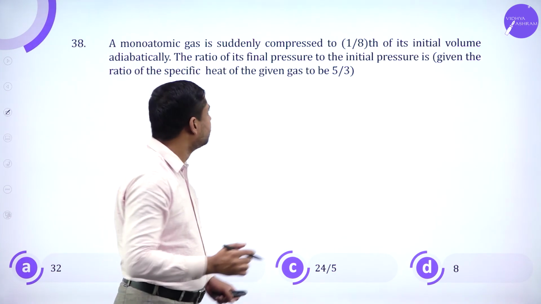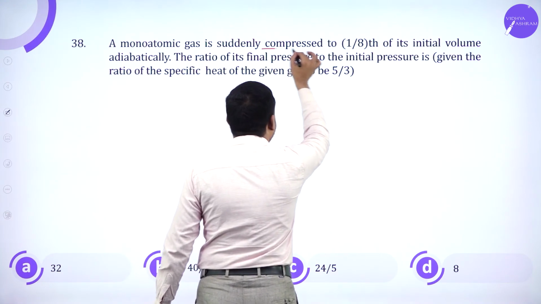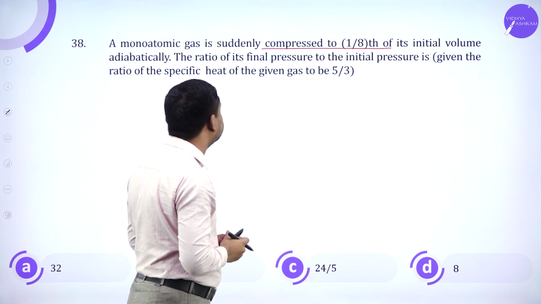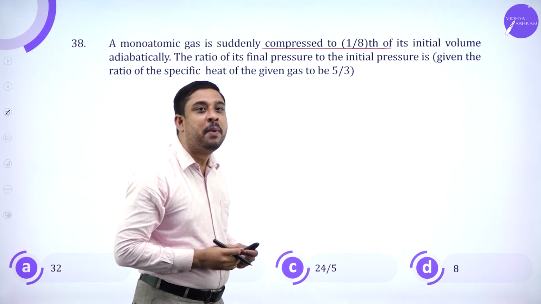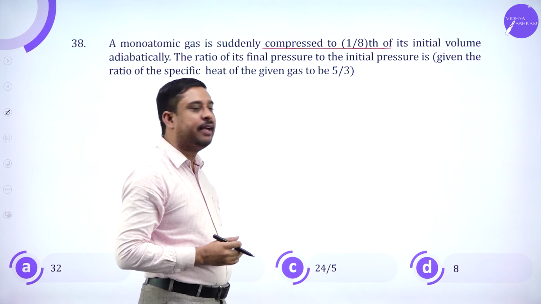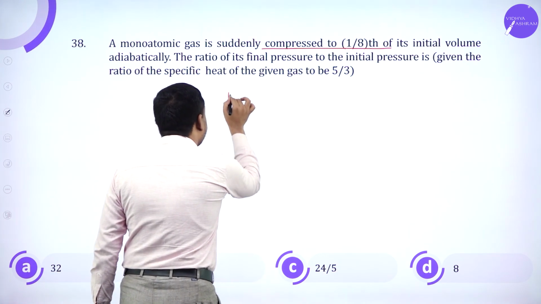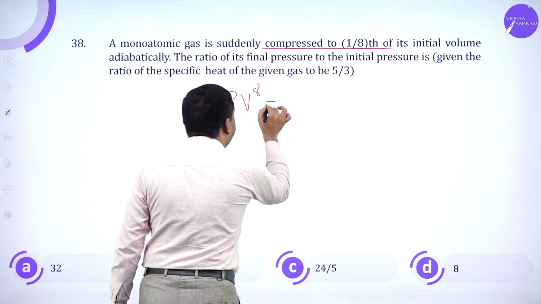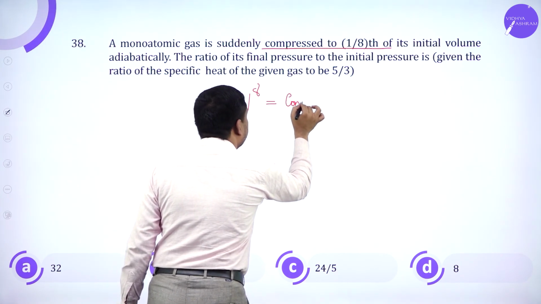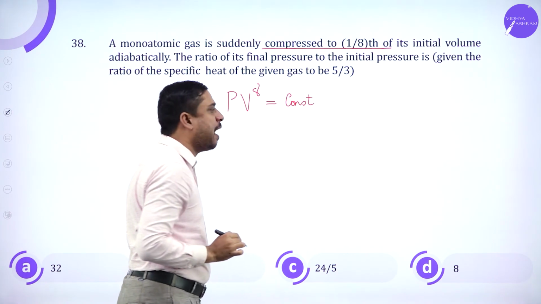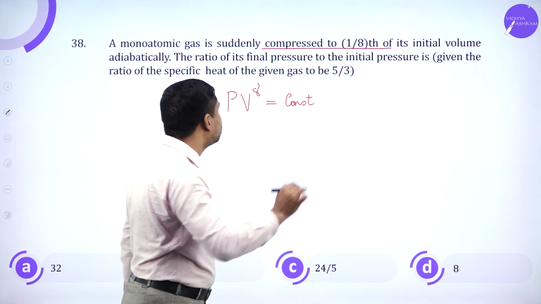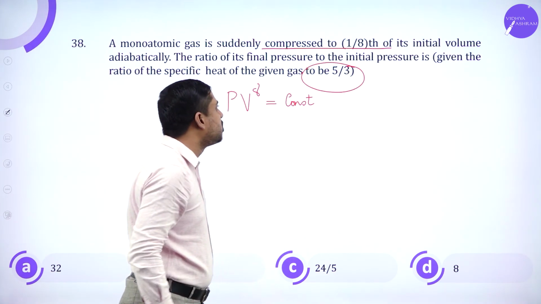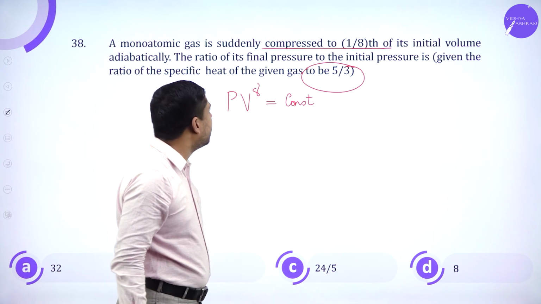A monoatomic gas is suddenly compressed to 1 by 8 of its initial volume adiabatically. So, for an adiabatic process, PV to the power of gamma is constant. The value of gamma is given to be 5 divided by 3.